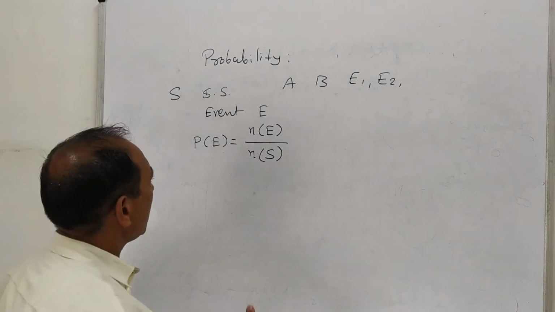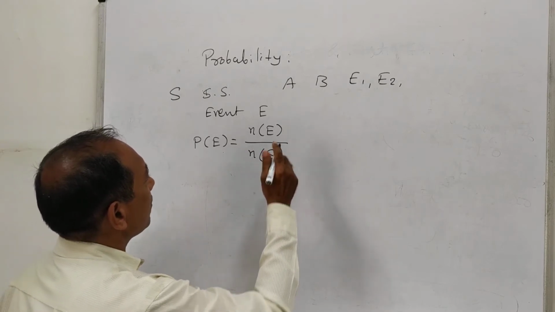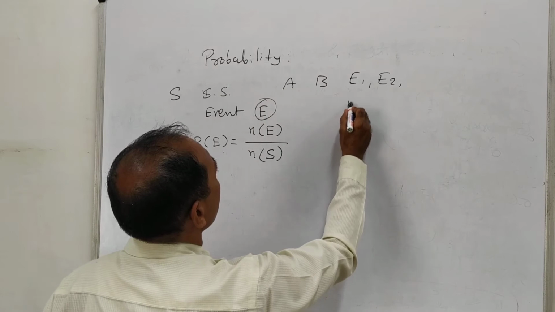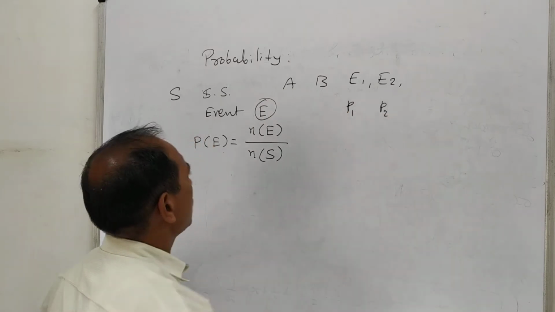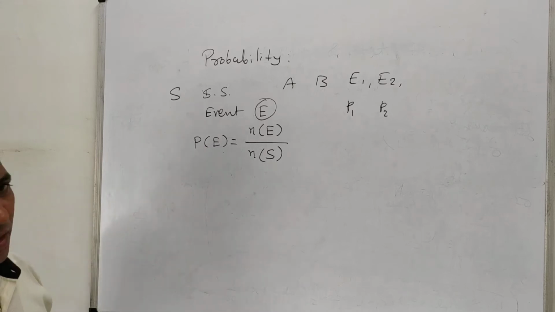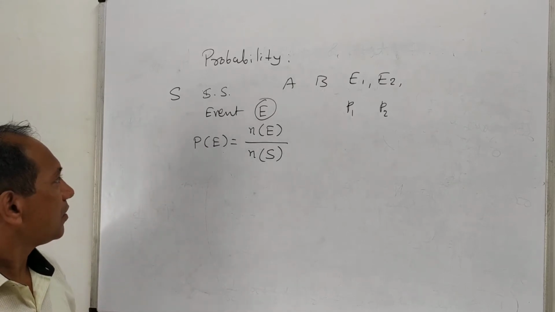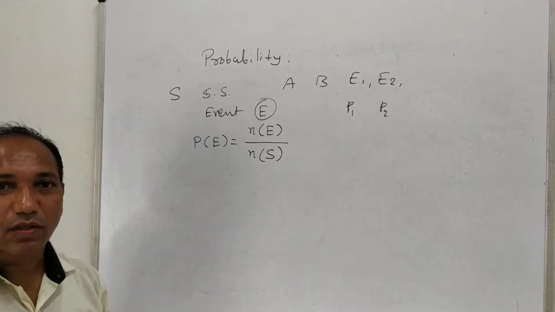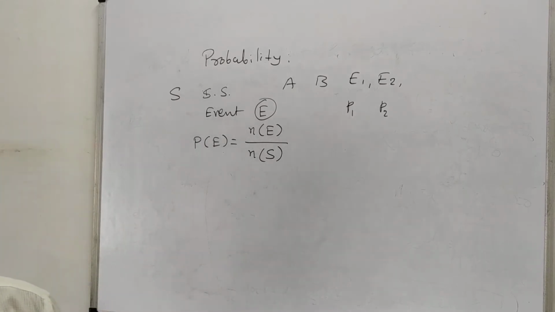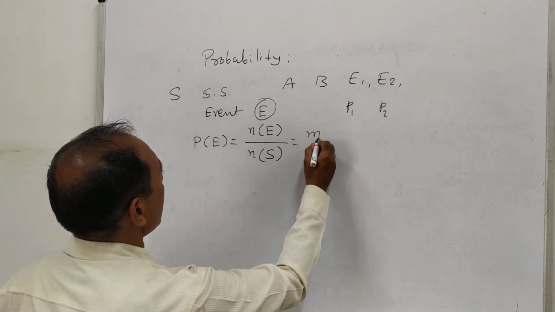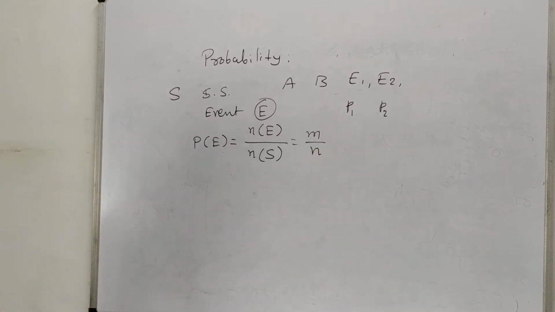One more thing you should remember: whenever this symbol is not required, then normally we will denote the probabilities by P1, P2, P3 and so on. But mostly if there are one or more events, then we usually denote the probability by P(E). And sometimes we can also write this as m and this as n, that means m upon n. Now let us see a simple example, then we will see some of the properties of probability.